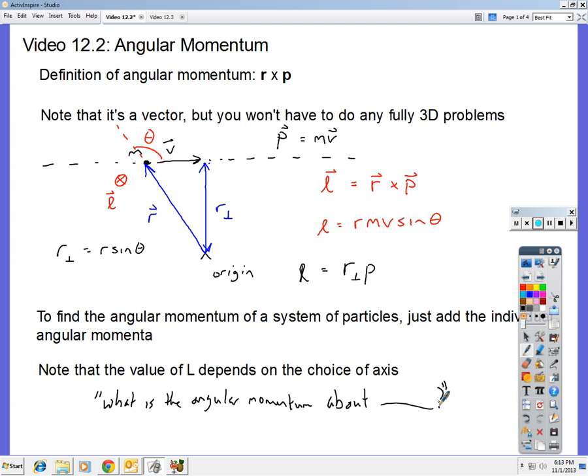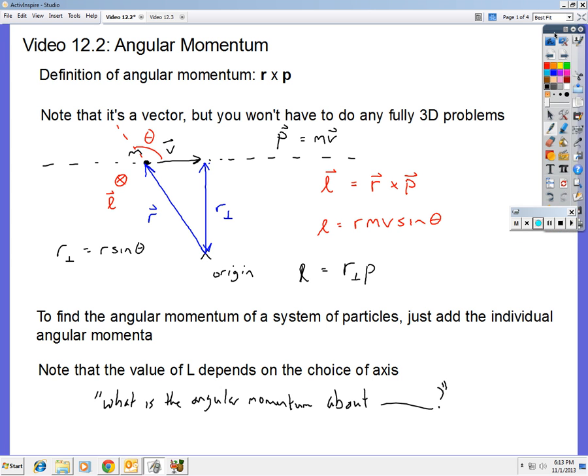And then if you've got multiple particles and you need to find the total angular momentum, you just find the angular momentum of each of them individually and add those up, keeping in mind the difference between angular momentum into the page and out of the page. Now, at the beginning of the video, when I said you wouldn't have to do any fully 3D problems, what that means is you'll deal with 2D problems so that all of your L's either point into the page or out of the page.